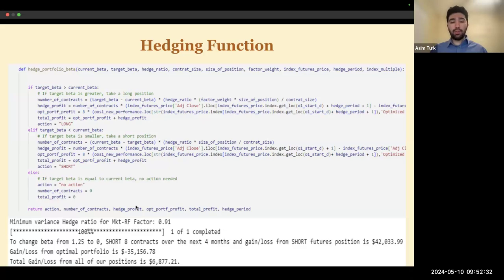So if we had a portfolio with a market risk beta of 1.25 and wanted to hedge it, we would short 8 contracts over the next 4 months, which is our hedging period. And we would gain around $42,000 from this position, and our loss from our portfolio would be negative $35,000, and the total gain is around $7,000.